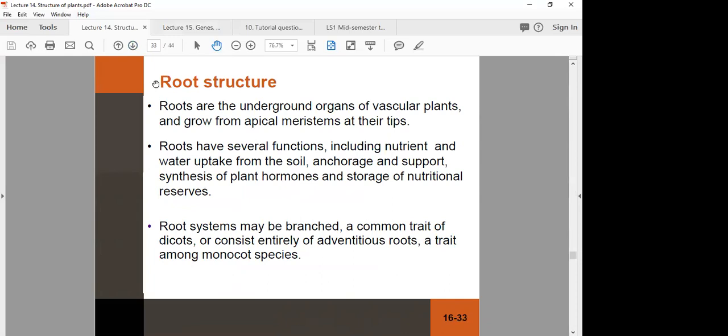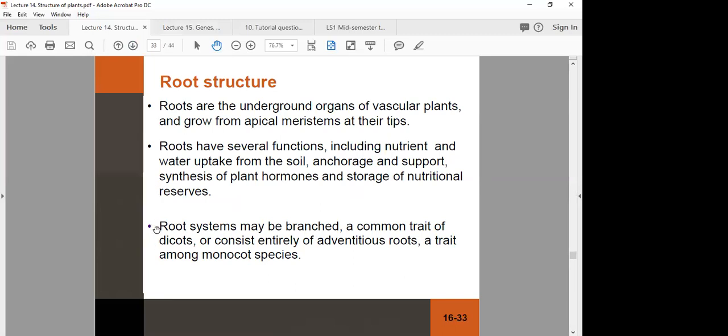Now moving on to roots. And of course, roots are the underground organs, well, in most plants. They are the underground organs of vascular plants and grow from root apical meristems at their tips. Roots have several functions, including nutrient and water uptake from the soil, anchorage and support. Some plant hormones are synthesised in roots. Some of you will learn a lot more about that in plant physiology next year. And of course, some roots function to store nutrients.